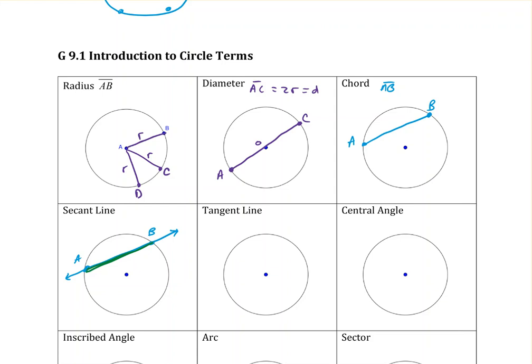A tangent line is different. How is a tangent line different? A tangent line also intersects, but it intersects only at one point. And it's going to look like that. So a tangent line also intersects a circle, but instead of intersecting at 2 points, it intersects it at only one. If we wanted to call this secant line, we would call it AB with the arrow on top. And this tangent line, if we wanted to call it something, we'd need another point somewhere, and we could then call it CD.